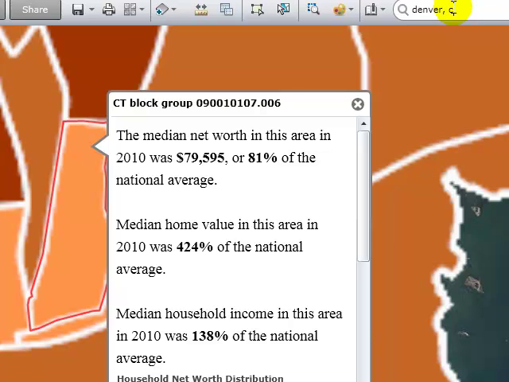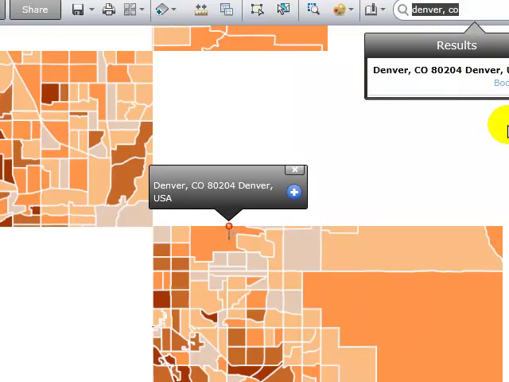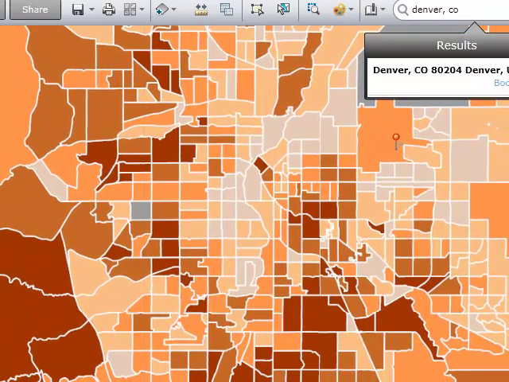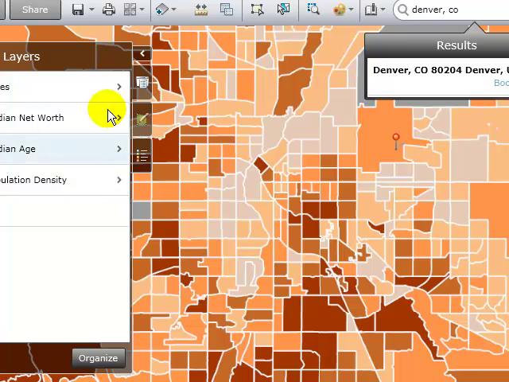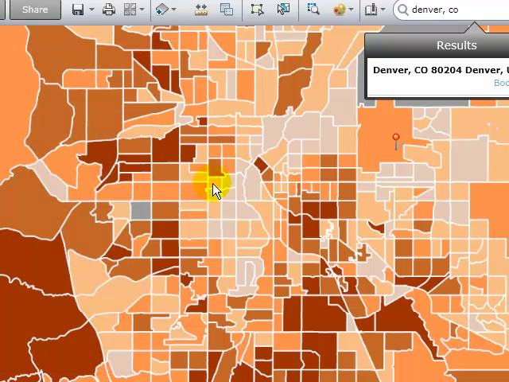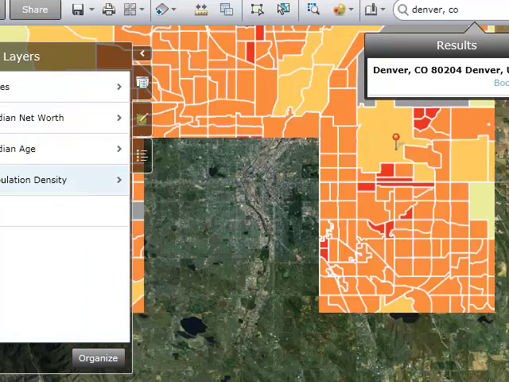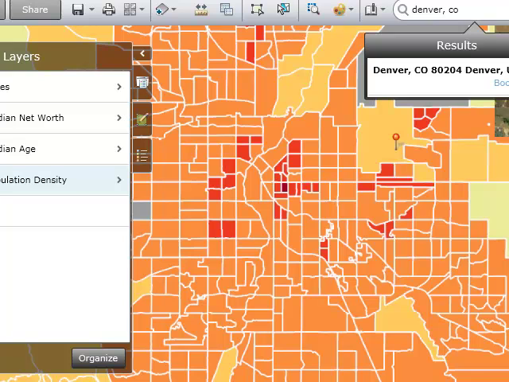My community happens to be Denver, Colorado. So right now, I'm looking at most of Metro Denver. I'm looking at median age right now. I can change my layers at any time, right? Here's median net worth and population density.